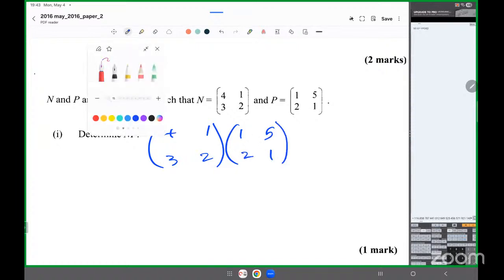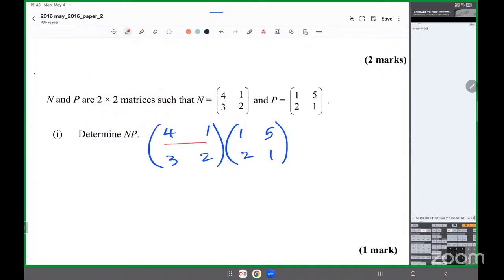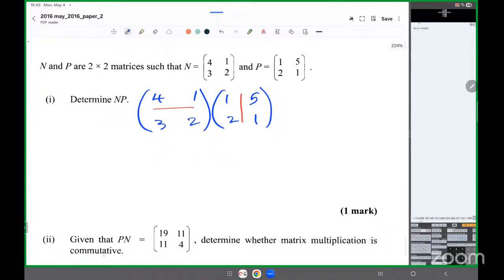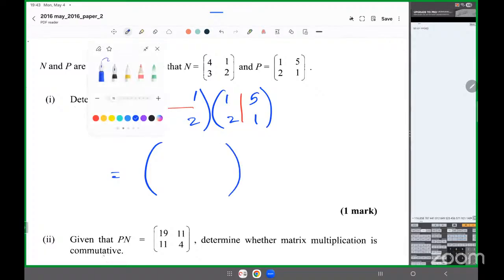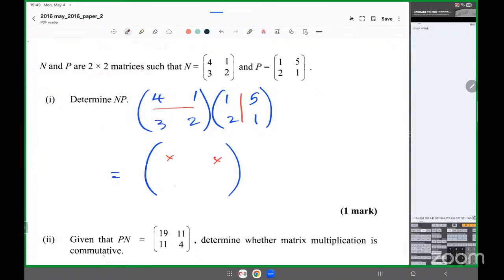When we multiply the matrices, we multiply the rows of the first matrix by the columns of the second matrix. So using these two rows, multiplying by those two columns. All right? Now, when we multiply those two, we're going to get a 2 by 2 matrix with 4 values. One here, one here, one here, one here.